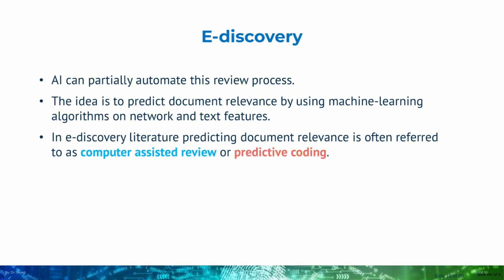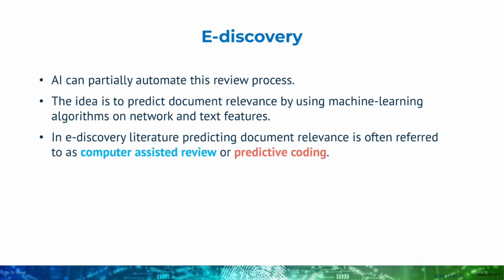This brings us to the game changer: artificial intelligence. AI can partially automate the document review process. The core idea is that we use machine learning algorithms to predict a document's relevance by analyzing its text and network features. In the eDiscovery world, this is known as computer-assisted review, or more commonly, predictive coding.